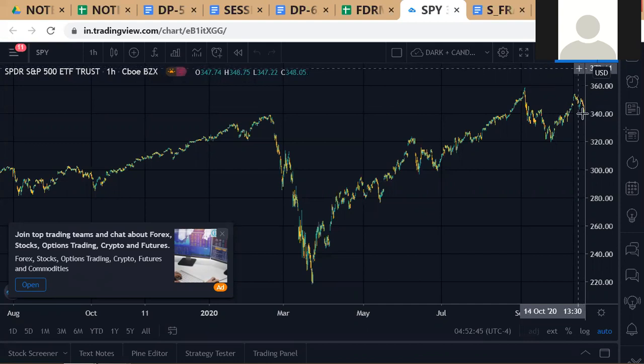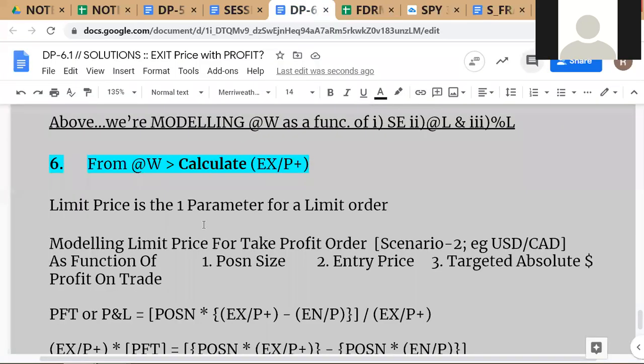So the next price is 380, and it can trade at 380. We'll sell it at 380 because it's a limit price. So limit order means at that price or better. So limit price is the one parameter for a limit order.